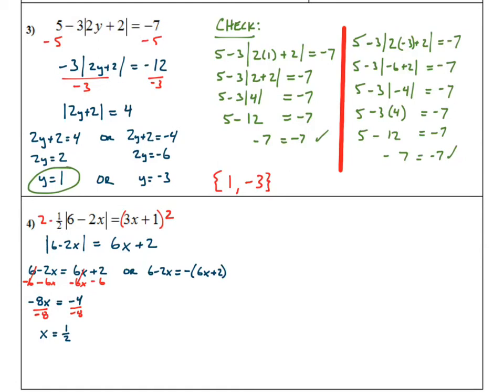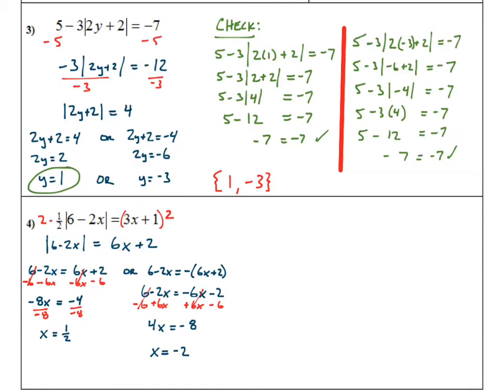On the other side, when I distribute the negative on the right, I'll have 6 minus 2x equals negative 6x minus 2. So notice that the signs of both pieces get changed. In this case, I'll be adding 6x to both sides and subtracting 6, causing canceling here and here again. And so in this case, I'll have a positive 4x equals a negative 8. Or dividing by 4 on both sides, I'll find x equals negative 2. So those are my two possible solutions.